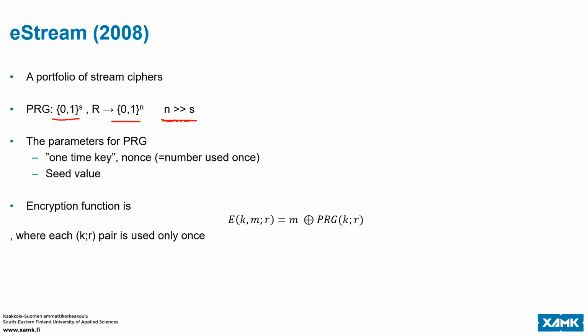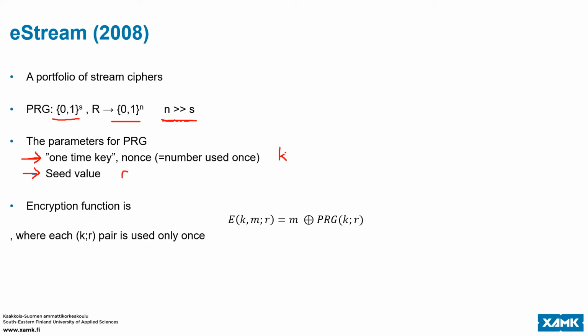Where eStream differs in comparison to the ciphers looked at previously is the parameters for the pseudo-random number generator. One parameter is a one-time key, or a nonce, as Americans like to call it. So nonce standing for number used once. So this is the key used to encrypt the messages. And in addition to the one-time key, there is also a seed value.